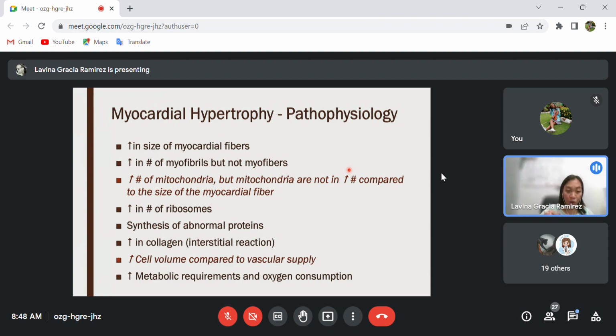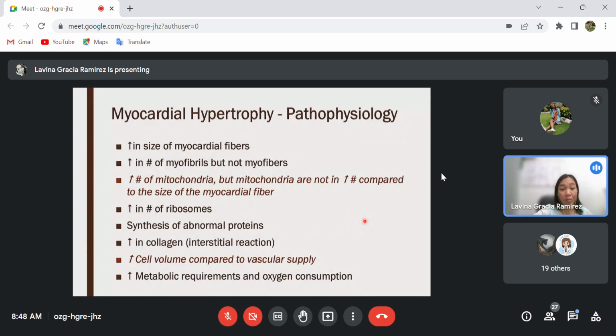So ano ba yung mga synthesis of abnormal proteins? You can say hyalin, it could lead also to, what's the other one? Amyloidosis, mga amyloid. Okay, there's a lot of synthesis of abnormal proteins. And abnormal proteins are not good. Okay, kasi hindi siya the same, or yung reflection for its function is different from the expected one. Okay, so increase the collagen, so interstitial reaction, and there is increased cell volume compared to vascular supply. So increased metabolic requirements and oxygen consumption.